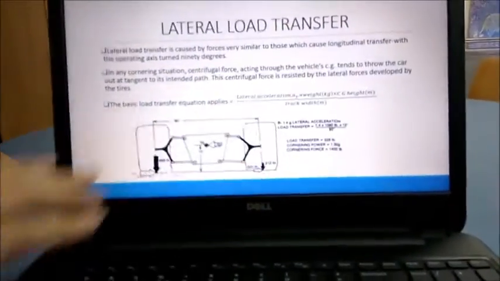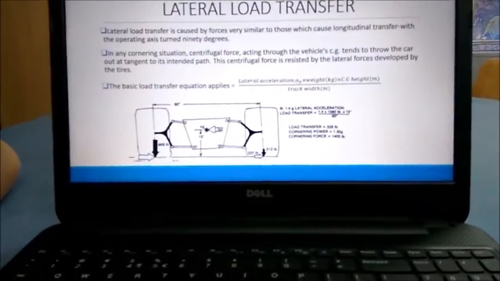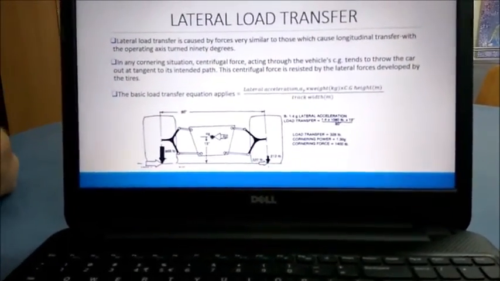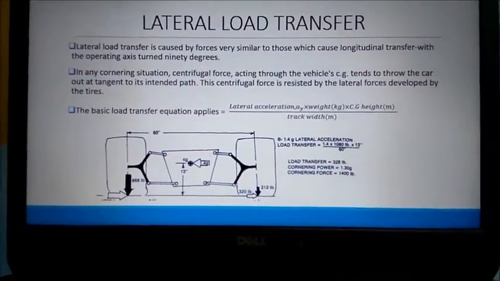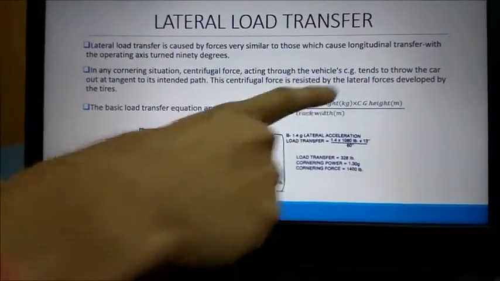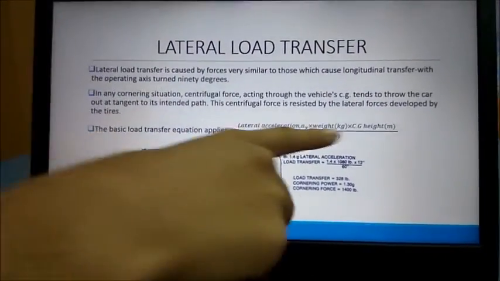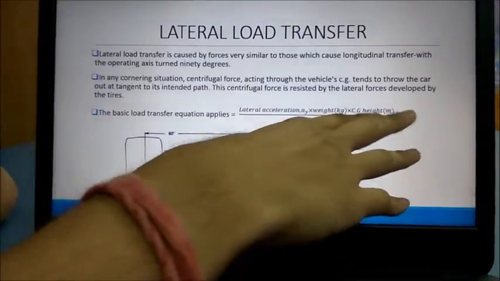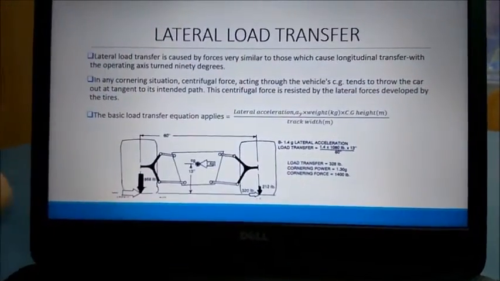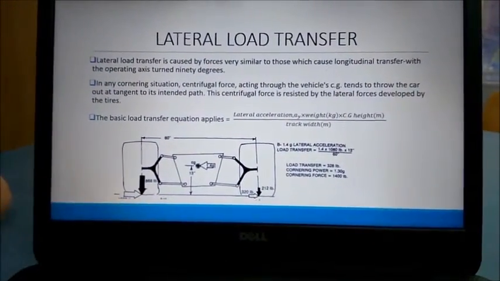This is lateral acceleration, that is dependent on the radius of the turn and the velocity at which the vehicle is taking the turn, times the weight on that axle, times the CG height, divided by the track width. So these values we have for the Swift, which we have calculated later on.